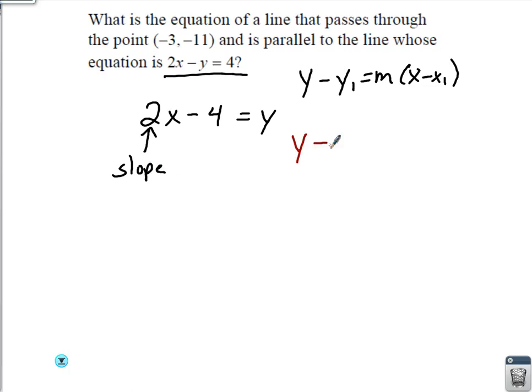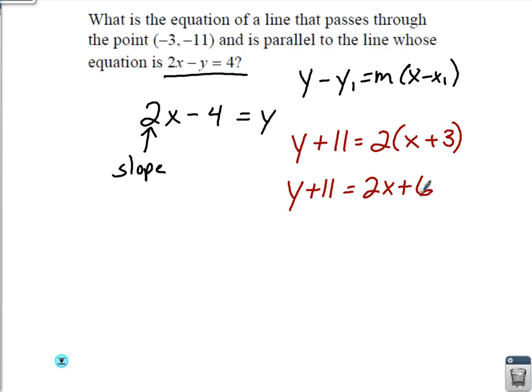y minus y1. How do we plug all this stuff in, Trace? What's y1? Good. So y minus negative 11 would be y plus 11 equals, what's the other one? Good, equals 2 times x minus, so that'd be x plus 6. Everybody good with that? We should be fairly good at finding that. y plus 11 equals 2 times x plus 6.